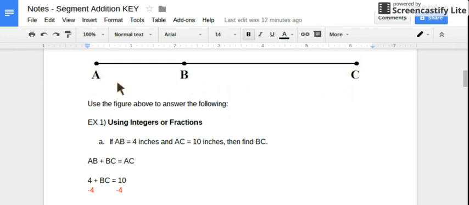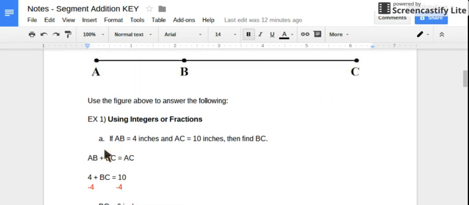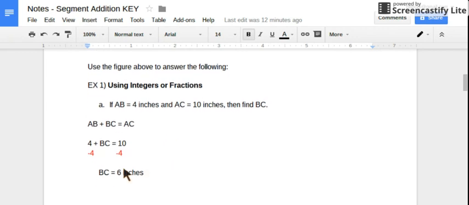Well, if I know that from A to B is 4 inches, and I need a total of 10 inches, then I can use subtraction to figure out what my distance from B to C is. It's always helpful to just set it up, adding the two smaller sections up and setting it equal to the total segment, and then just substituting and using algebra to solve. So if I substitute 4 for the distance from A to B, and 10 for the distance from A to C, then I can just use algebra to solve for BC. I would subtract 4 from both sides, and I would get my distance from B to C is 6 inches.